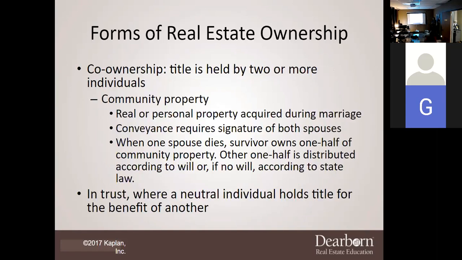Now, the last of these is community property. Community property is what we use here in Texas. And community property, of course, is real or personal property that's acquired during marriage. So in this situation, if the person is married, any real or personal property is going to convey to the other party, right? And there's something I'm going to tell you about that in just a second.